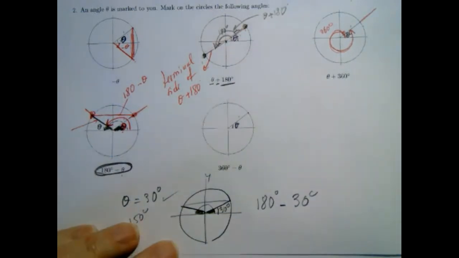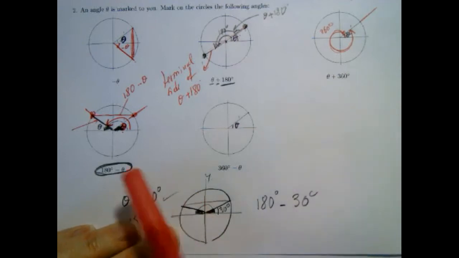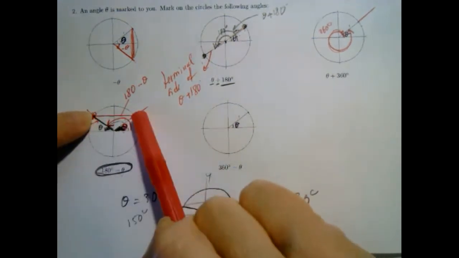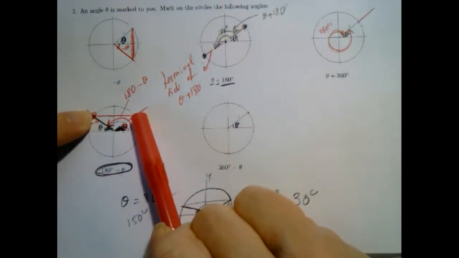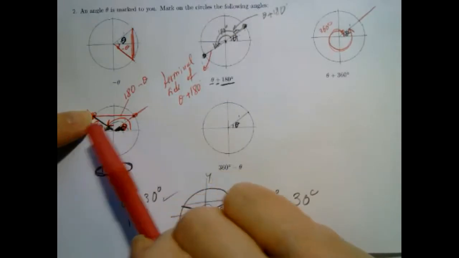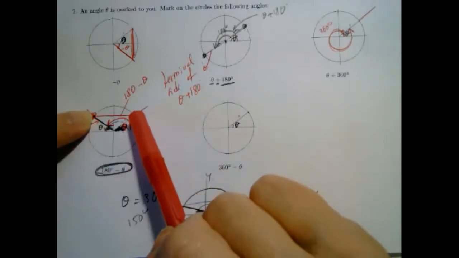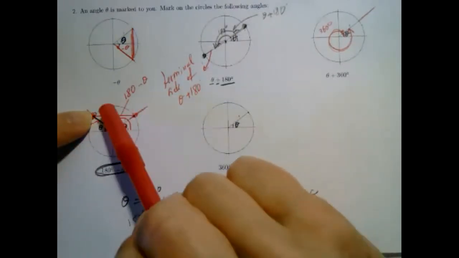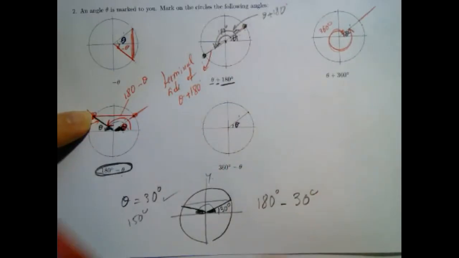The last one. Yeah, you're right. It is in the second quadrant, but I want more than that. I want you not only to tell me it's in the second quadrant, I want you to tell me that it's the reflection of theta with respect to the y-axis. I want you to see that as well, because that's where we're heading. The last one.